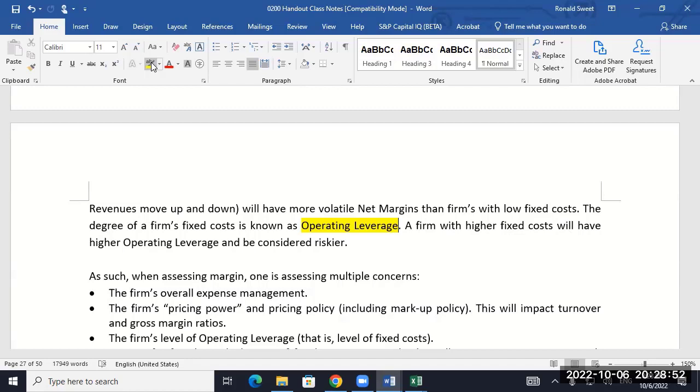Things like depreciation. So a firm with a lot of operating leverage is going to have a very volatile net margin. It's going to be a much riskier firm. A firm with low operating leverage with a lot of variable costs have much more stable net margins and will be a lower beta, less risky firm.